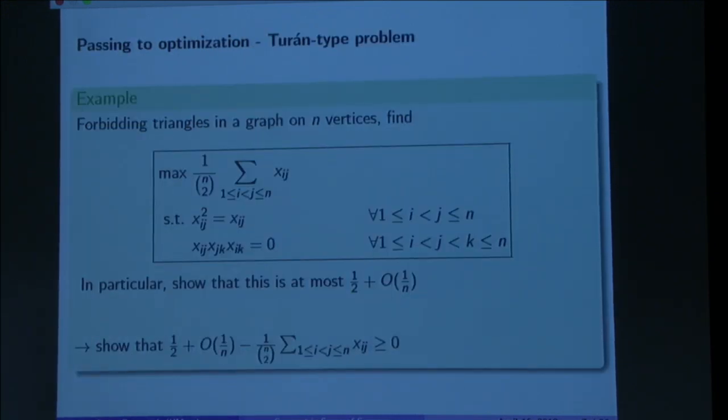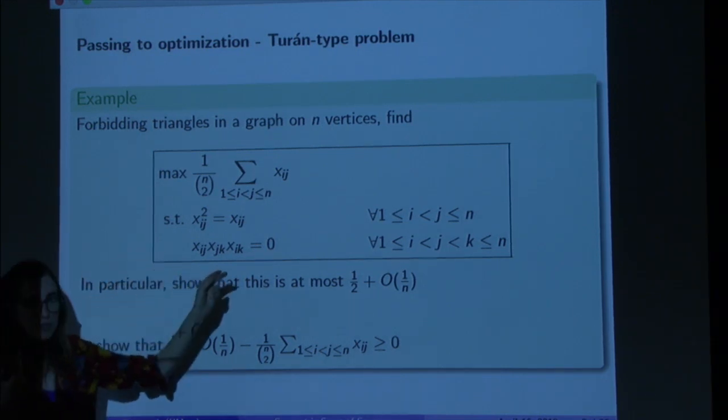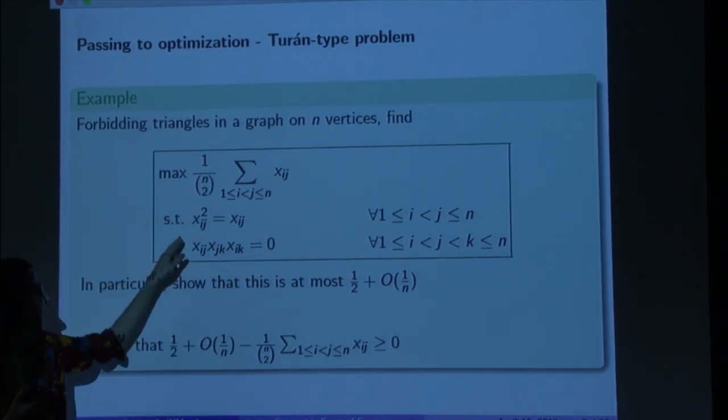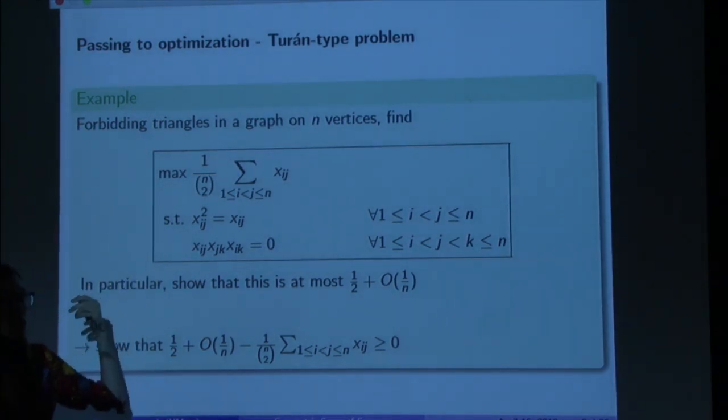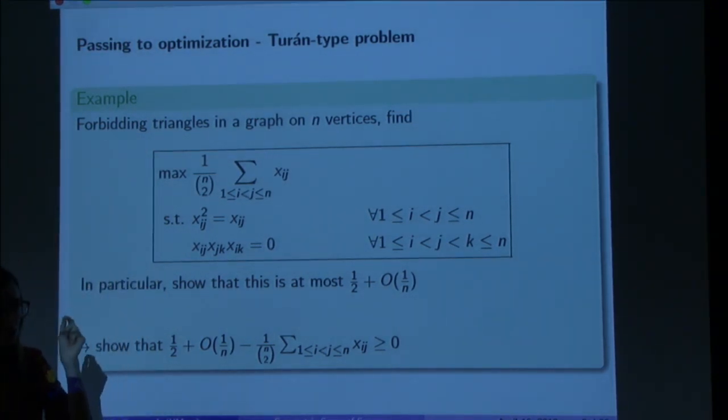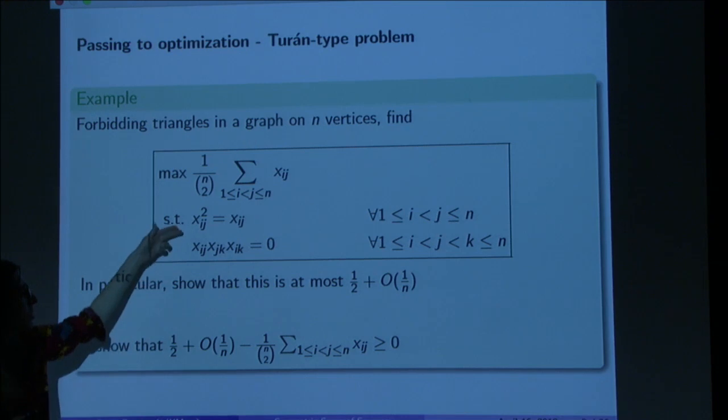All right, so let's look at the easiest example of all. Let's look at Mantel's theorem. So I'm forbidding triangles on a graph on n vertices. So how would I do that with sums of squares? Well, I would write the following program. I'm going to have variables xij for every pair of vertices i and j. And I'm going to say that xij is 1 if I put an edge between i and j, and 0 if it's not. So my first set of constraints ensures that every edge variable is either 0 or 1. I don't have any half edges.